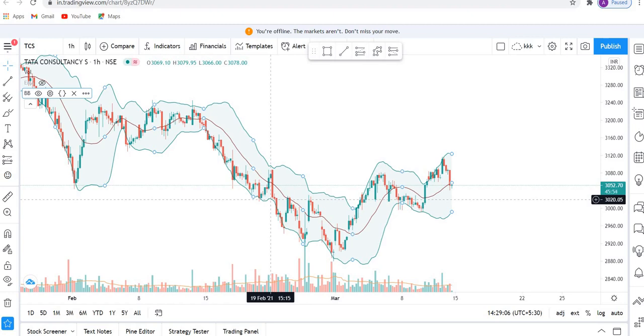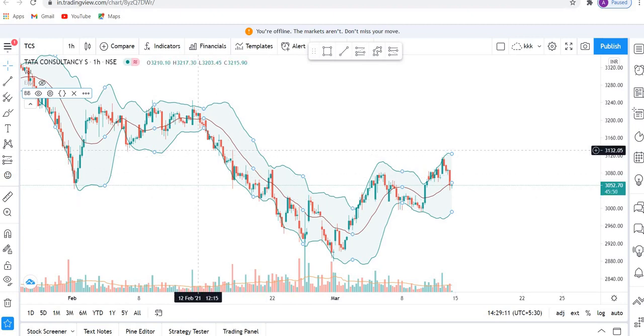Since volatility keeps on changing, the width of the Bollinger Band keeps on changing. As you can see, the volatility in the market, or volatility in the TCS share, keeps on changing. That's why the width of this band also keeps on changing. So this is how it works. The changing width means the standard deviation is changing, so the width of the band is also changing.